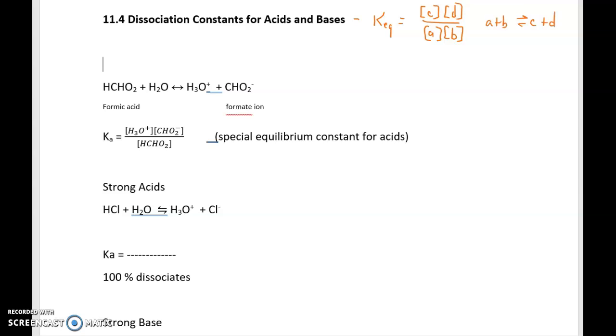Okay, so we can do the same thing with formic acid and the formate ion. The only difference we're going to have here is that we have water in our reaction, and the concentration of water is not going to change, so we leave it out of our equation. Down here we don't have any water. No water.